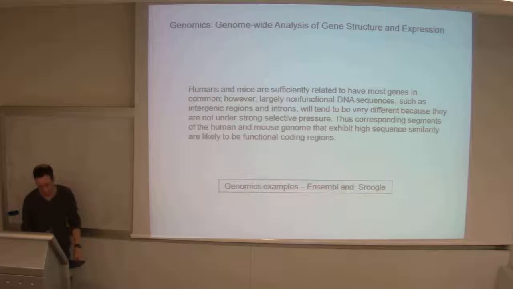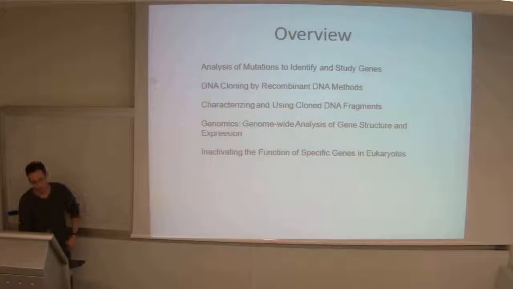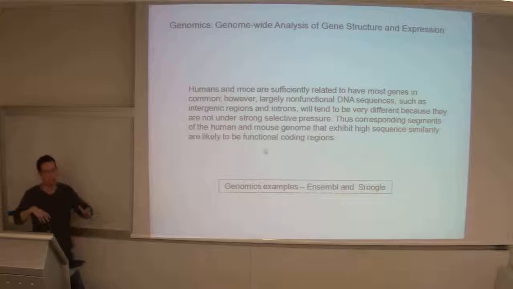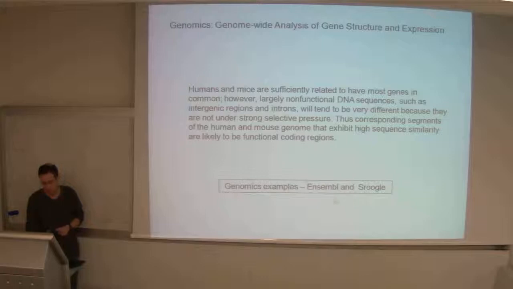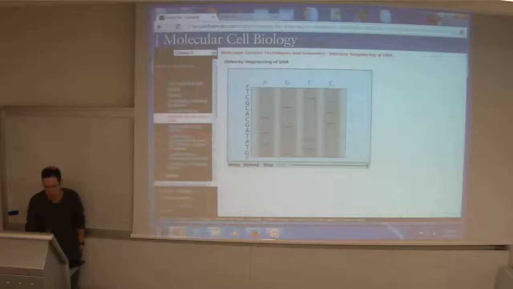We went through analysis of mutations, DNA cloning, and the way we use it and characterize it, and I explained a bit about the field of genomics. And I would now just like to show you one example of what genomics is all about and the tools that are available in the genome, on the internet. I'll show you the European database, or the European gene browser, that's called Ensembl. America had its own gene browser, but let's look at this one.